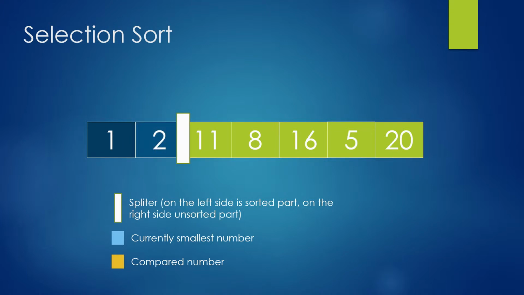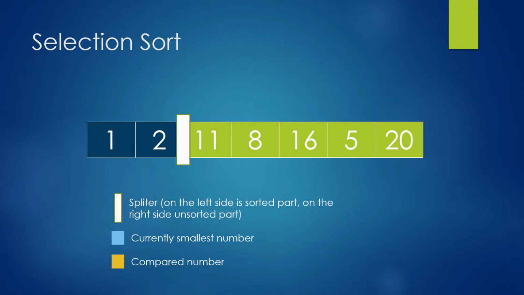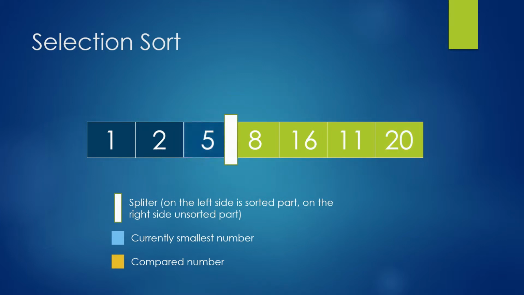I think you should get it now, so I'm going to do the rest a bit faster. Basically, what we do is we find the smallest number in the unsorted part and add it to the end of the sorted part. We compare 11 and 8. 8 is our new smallest number. Moving on to 16, where nothing happens. Now we compare 8 and 5. 5 is smallest. We compare 5 to numbers behind and see 5 is smallest. We swap it with the first number and move George by one number.